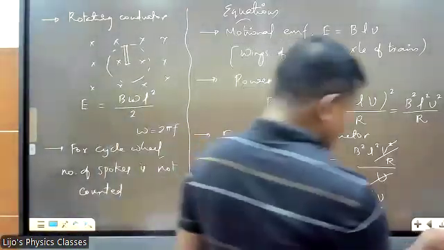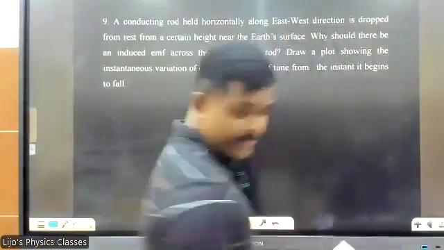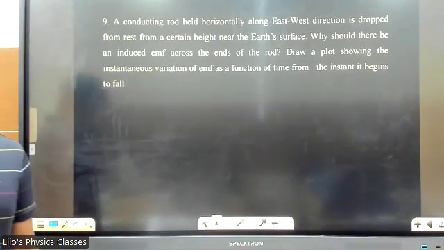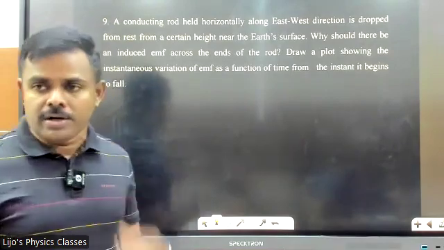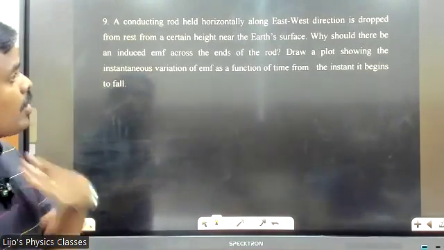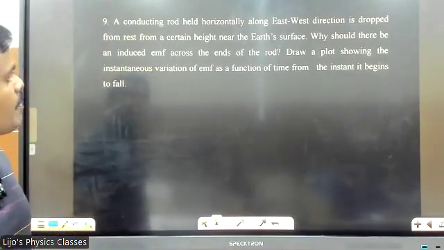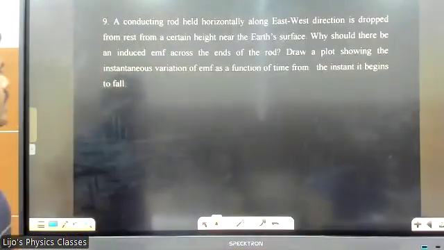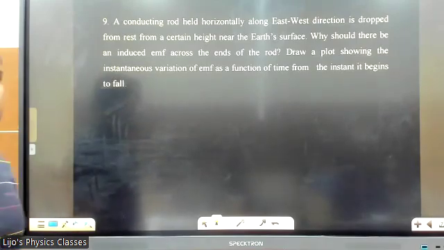So let's move the paper now. Take the paper. Question number 9. Read the question number 9. A conducting rod held horizontally along east-west direction is dropped from rest at a certain height near Earth's surface. Why should there be an induced EMF across the ends of the rod?